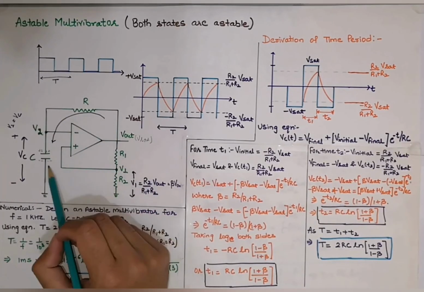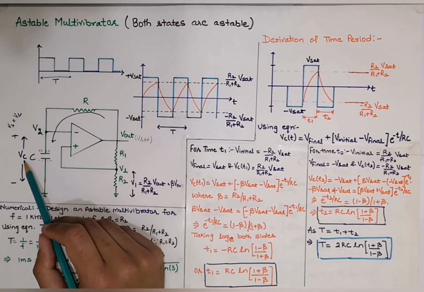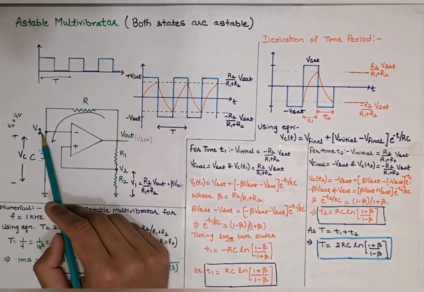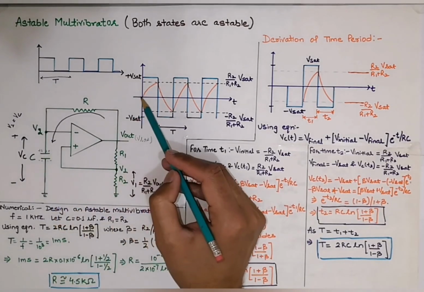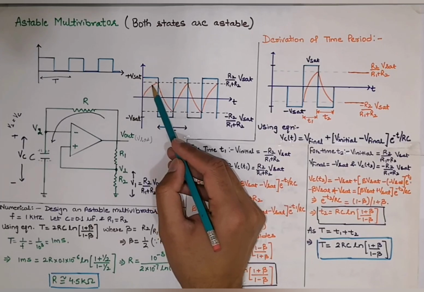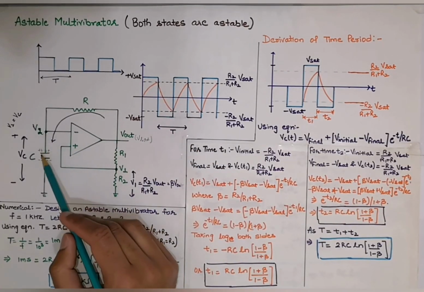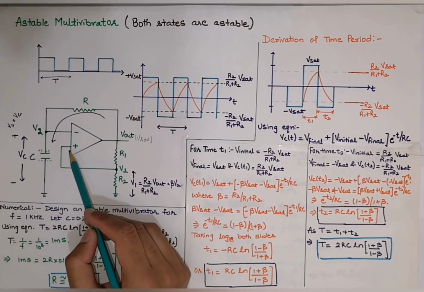Due to the charging of this capacitor, the voltage across it will start building up, or Vc, which is nothing but V2, will start building up. It will increase from 0 to a higher value, and you can see this graph showing us the charging. A point will come when the inverting voltage V2, the capacitor voltage, will become equal to the non-inverting voltage.